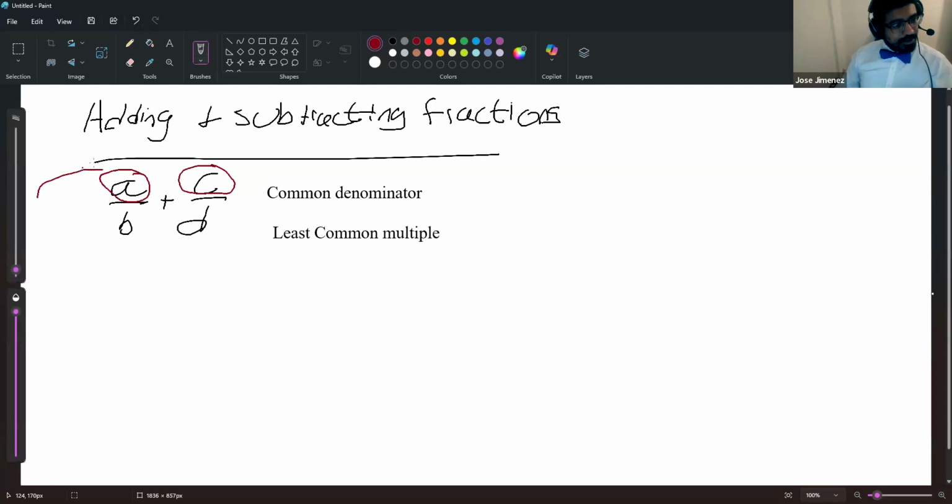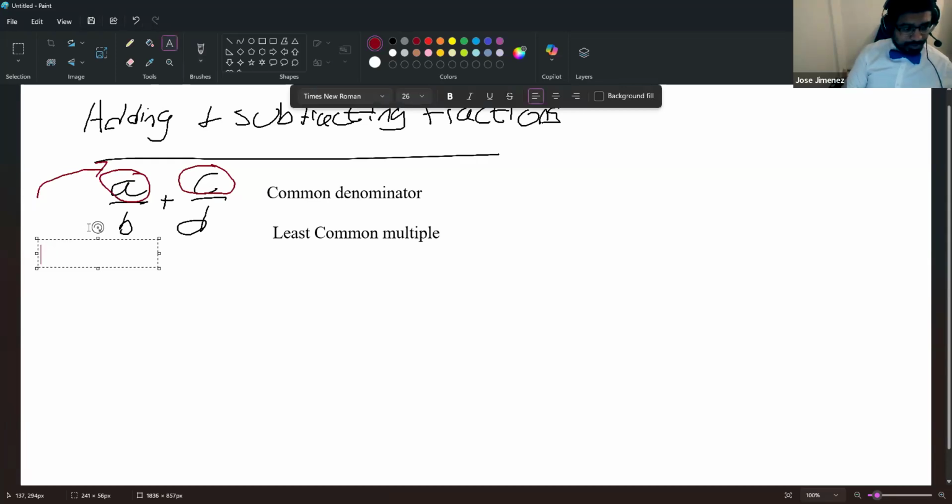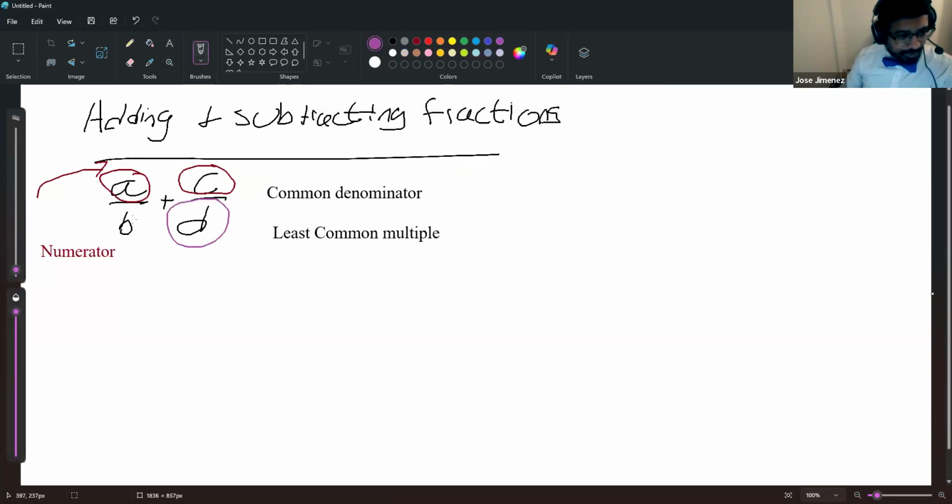And knowing that it's a numerator is very important, because if you don't know the terms, then how are you going to understand the material? So the numerator is, of course, the top portion of the fraction, and the bottom portion, the one that I'm about to circle in purple, this right here is your denominator.